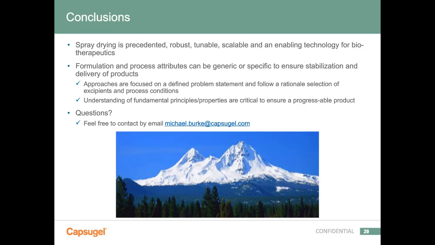So I just want to conclude this webinar now and really just state that spray drying itself is precedented, it's robust. You can see it's tunable. We talked about how it's scalable. It really can be an enabling technology for biotherapeutics. There's a lot of different agents you can add to help stabilize, but there's a couple basic ones that we've touched on already. And again, what you really want to do is just focus on stabilization of the molecule itself.